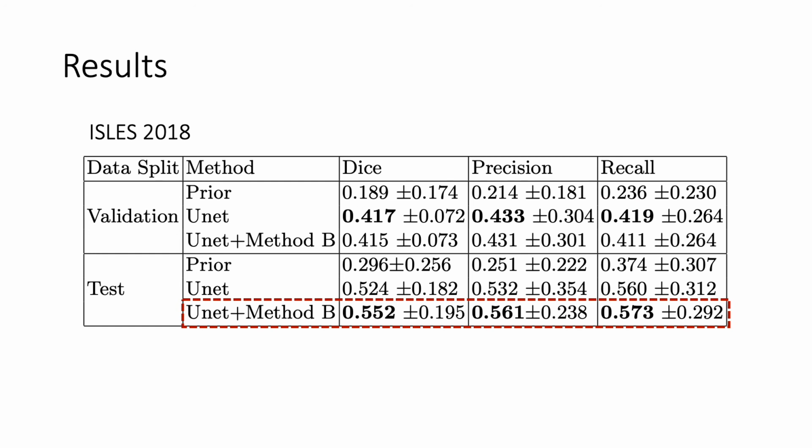Now, for the second task, meaning the segmentation of the ischemic core on the ISLES 2018 dataset, we can see that our model with method B performs very similarly to the baseline on the validation set, but manages to generalize better on the test subset. Here you can see that it outperforms the baseline on the test set in all three metrics. Method A was not further evaluated as it did not yield any improvement.